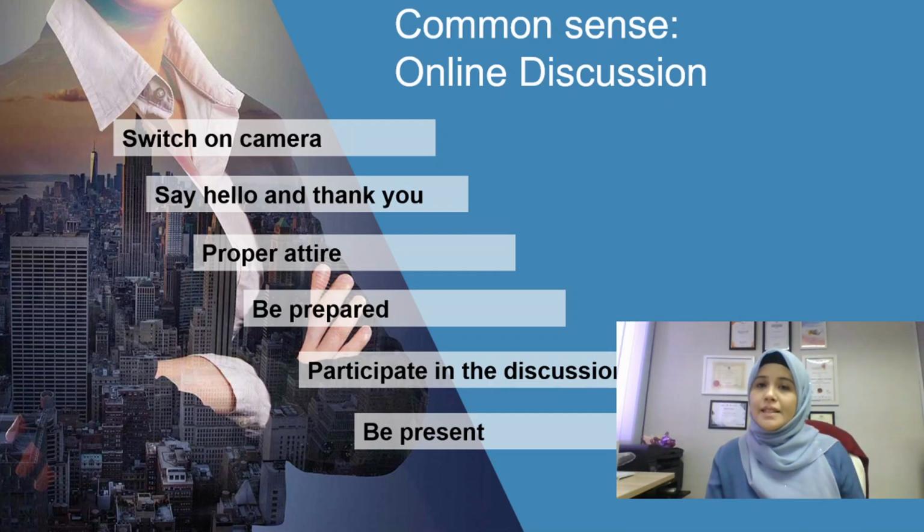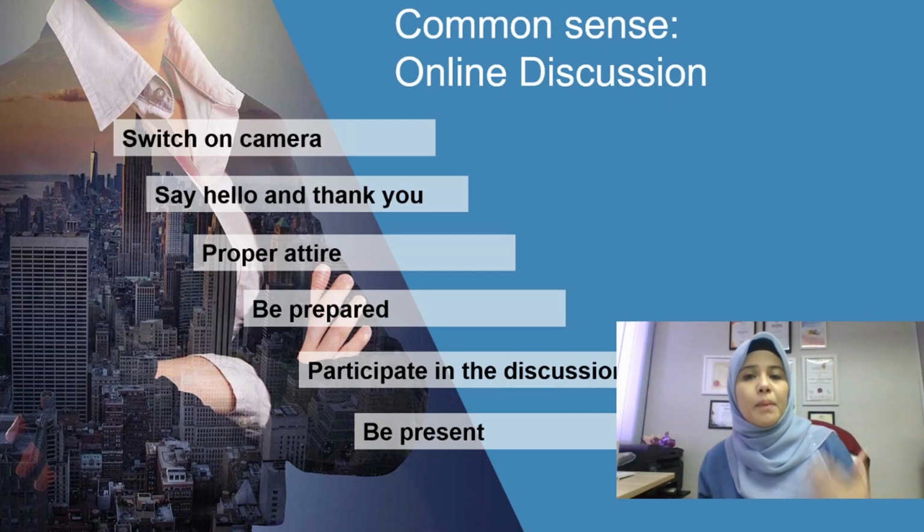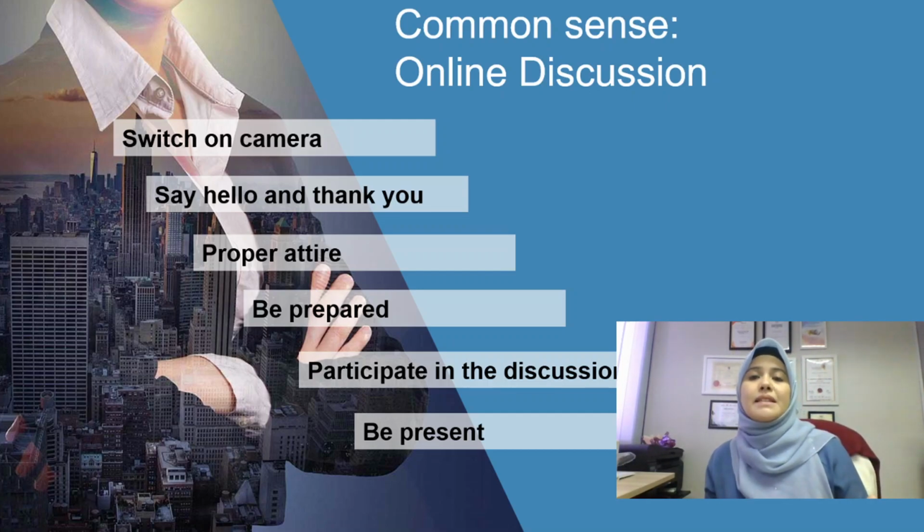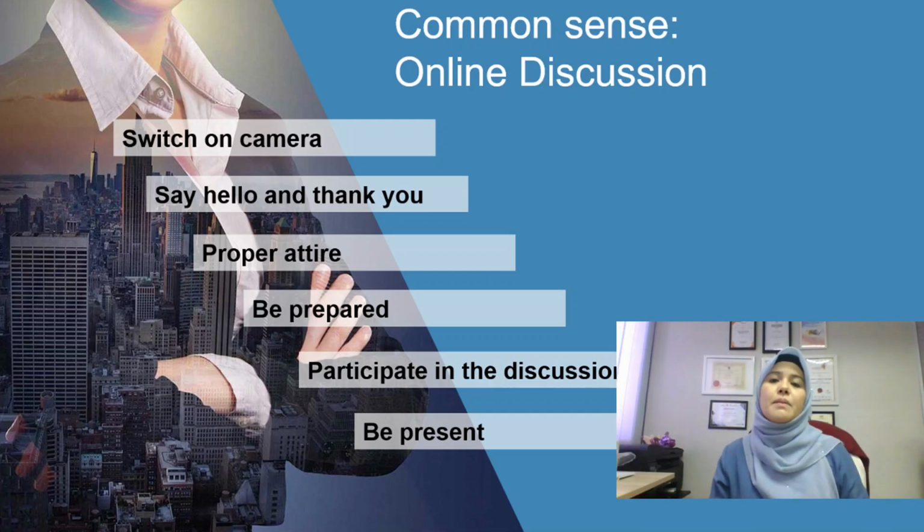Of course, proper attire. It doesn't mean that because you are at home, you can just wear whatever you want. Make sure you are properly dressed and you are clean. Psychologically, when you are in proper attire and you are clean, it's sending a message to yourself that you are serious about the matter, and also to the rest of the participants online that you are a person that is respectful for the whole event.